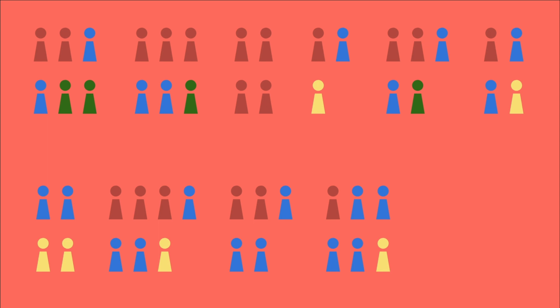So here we have a bunch of little people. We got little dark red people and blue people. We got some pale yellow and some green. Bunch of different people all kind of hanging around. They all work at the same company.